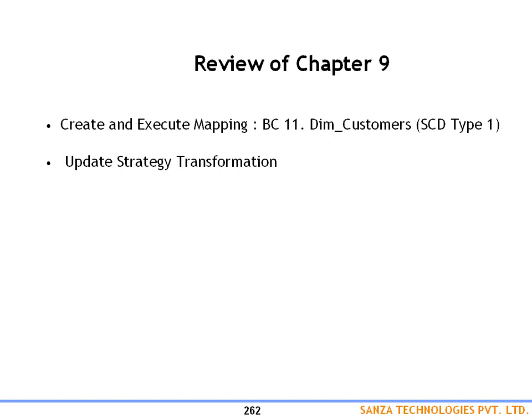So we use two update strategy transformations, one to insert the data into the target table, the other to update the record in the target table. And we also discussed the lookup transformation. When you are doing a lookup on a table, to get the data into the cache at runtime, it will fire a select statement because it is a table.